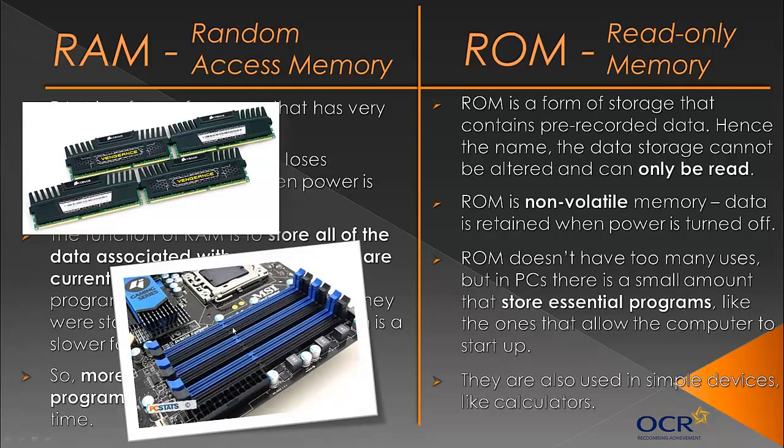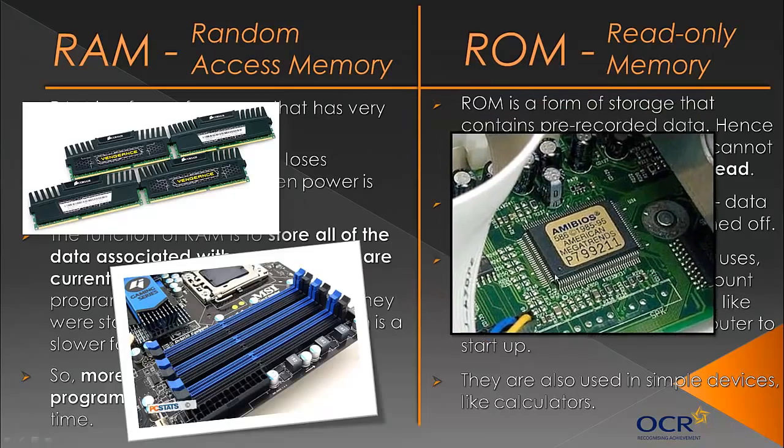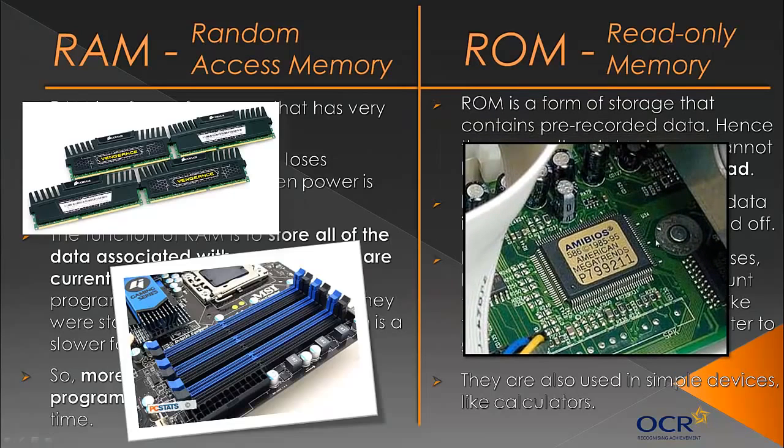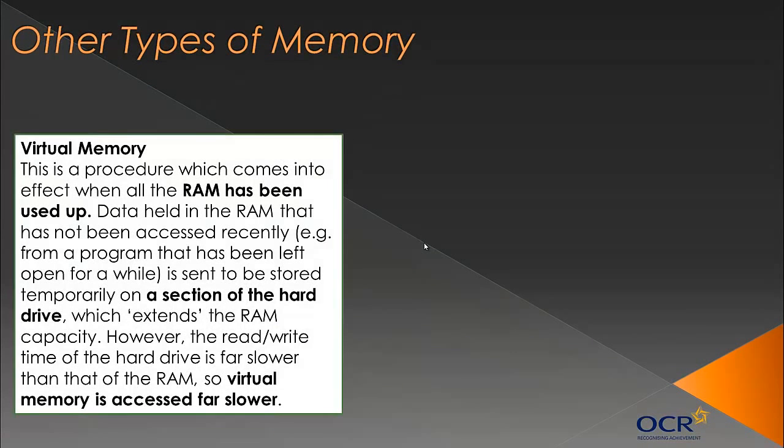This is RAM slots on a computer. This is 4 little sticks of RAM. ROM is a little square block on your motherboard in small amounts that contain these essential programs. They are often also used in some devices like calculators, but that's just an example. Okay, so now we've got to look at 3 different types of other memory, one of which is virtual memory.